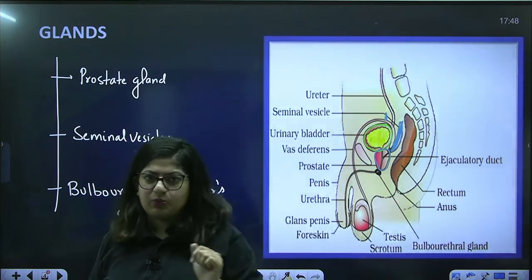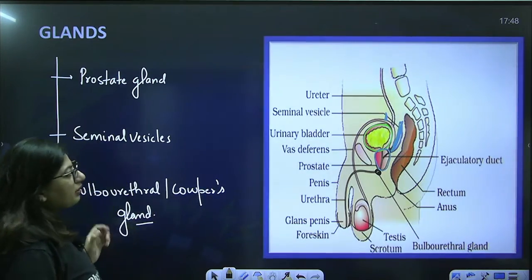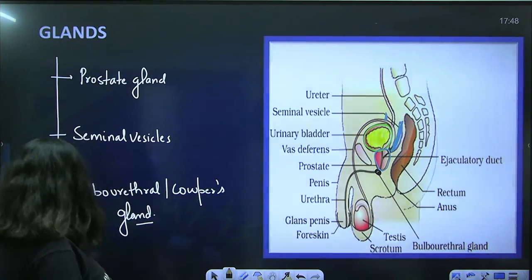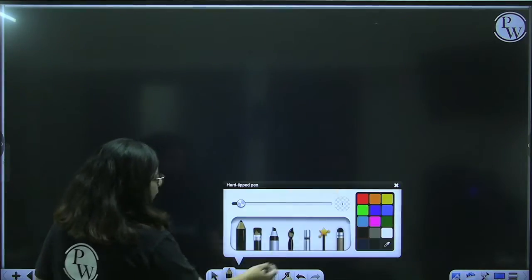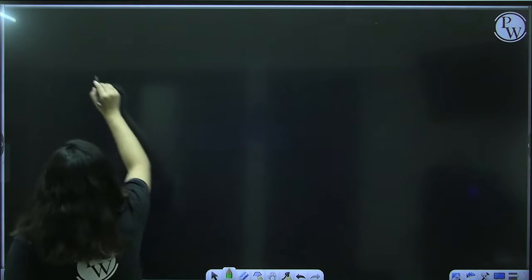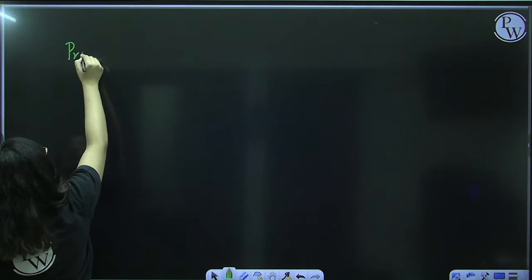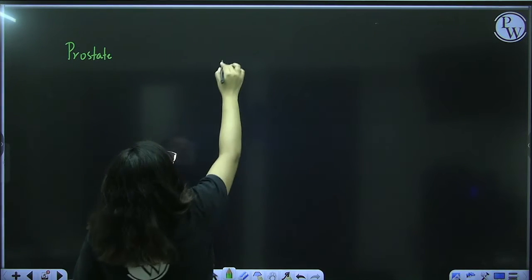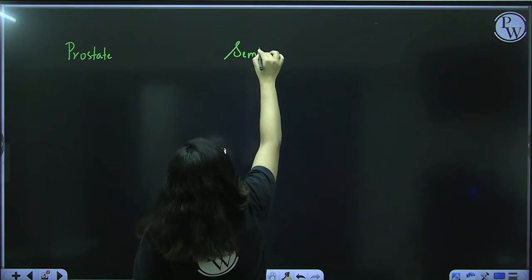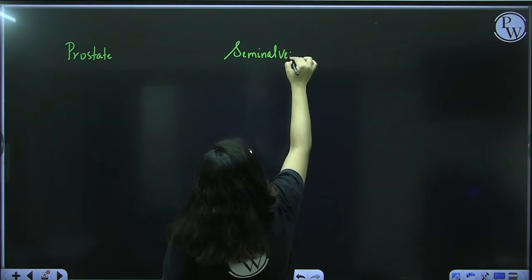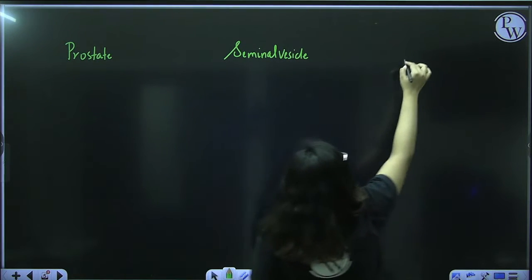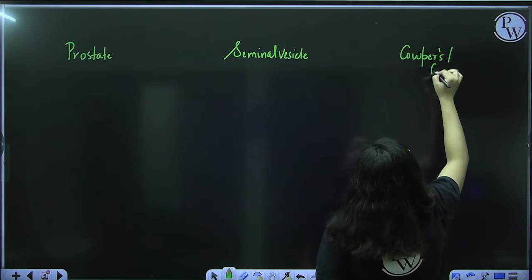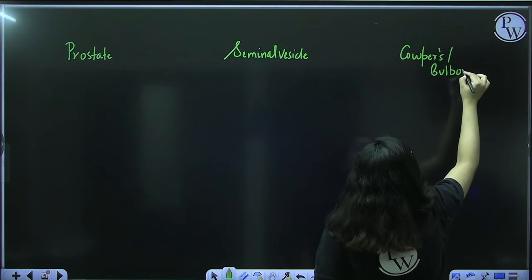It is very small. Now let's talk about them in detail. Now you know where they are present and what their names are. Okay, so let's talk about them in more detail. So the first gland that we have is prostate. Let's write their names. Second we have, say it with me, seminal vesicles. And third we have Cowper's, also known as bulbourethral.